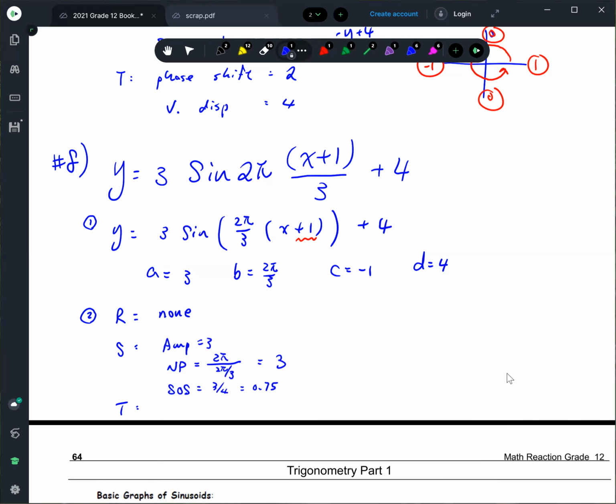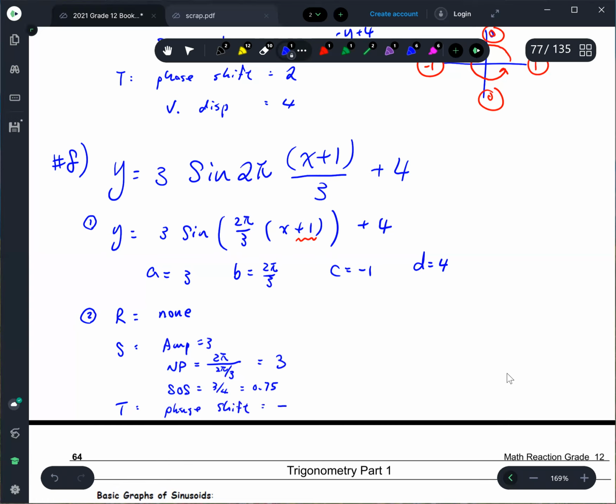Phase shift is -1, and then vertical displacement is 4. Okay, vertical displacement is 4. Okay, and then last part. Okay, when you get the table.